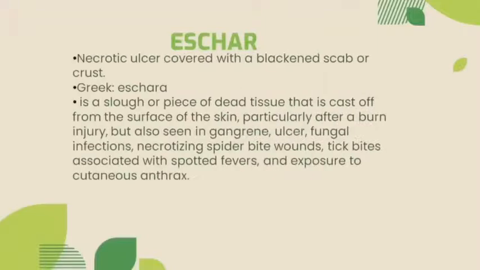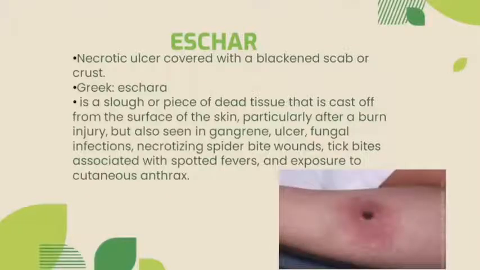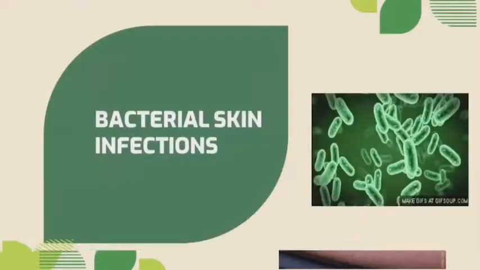Eschar. Eschar is a necrotic ulcer covered with a blackened scab or crust. Eschar comes from the Greek word eschara. Eschar is a slough or piece of dead tissue that is cast off from the surface of the skin, particularly after a burn injury, but also seen in gangrene, ulcer, fungal infections, necrotizing spider bite wounds, tick bites associated with spotted fevers, and exposure to cutaneous anthrax.